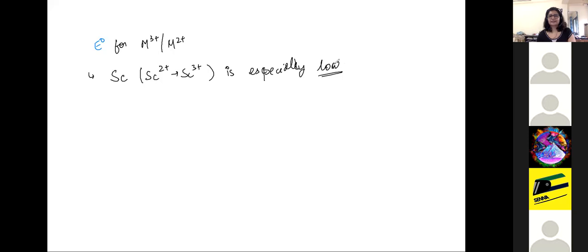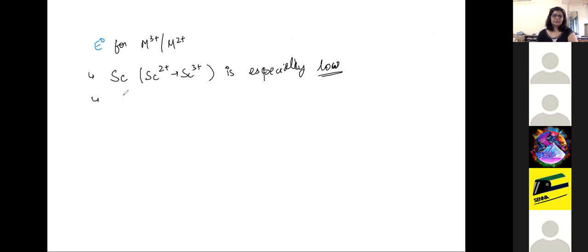Because scandium is argon, which ends with 3p6, and then you've got 4s2 and then 3d1, right? So the 4s2 electrons are gone in the 2 plus state, and then once it loses the 3d1 electron also to get a 3 plus configuration, it is achieving argon configuration, which is extremely, especially stable, right? So therefore it is going to be especially low.